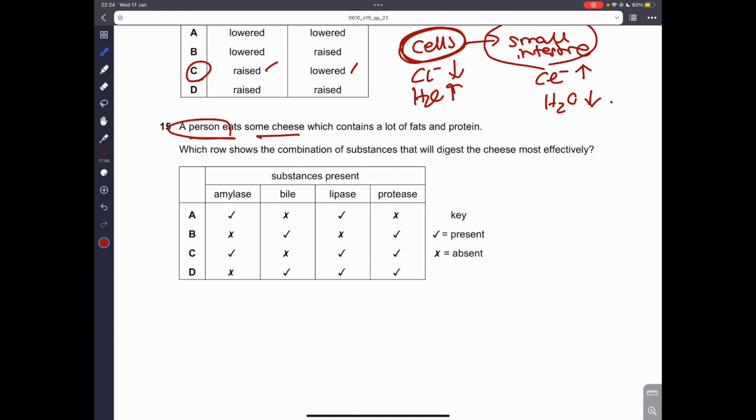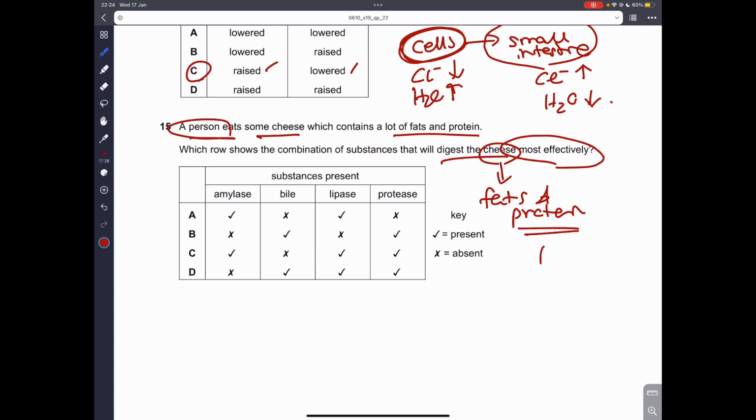Question 15. A person eats some cheese which contains a lot of fats and protein. Which row shows the combination of substances that will digest the cheese most effectively? Now, cheese is made up of fats and protein as mentioned above. Now, we have to know the enzymes or substances which help break down the cheese really fast. Now, for protein, we need protease enzyme to break it down. For fats, we can use lipase.